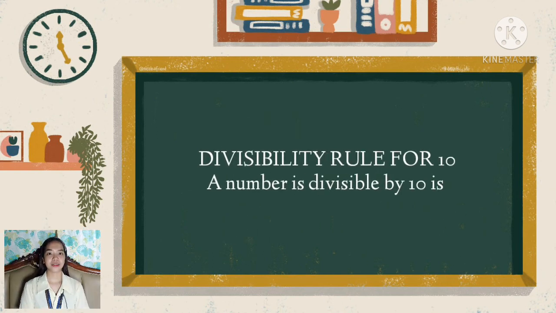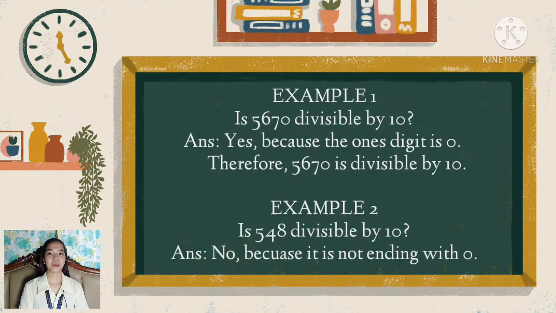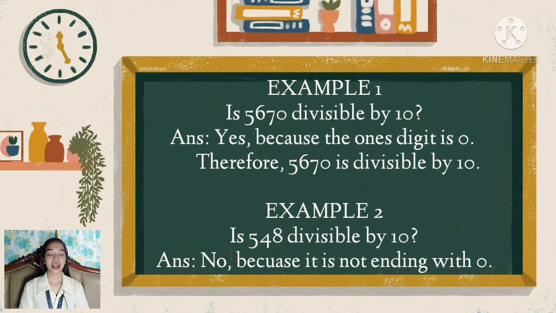Divisibility rule for 10. A number is divisible by 10 if the ones digit of the number is 0. So example number 1, is 5,670 divisible by 10? So the answer is yes, because the ones digit is 0. Therefore, 5,670 is divisible by 10. Example number 2, is 548 divisible by 10? So the answer is no, because it's not ending with 0.